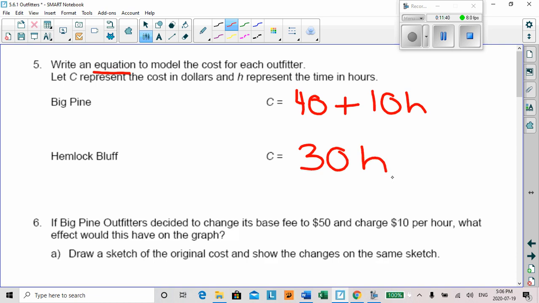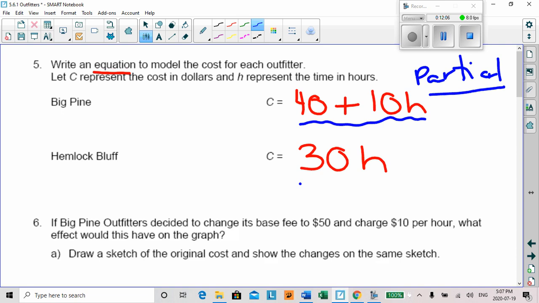That's the equation. Now, I want you to notice here again, remember, this one is partial. I don't know if it's going to fit. No, it doesn't fit on here. Okay, I got to erase that. So the one that has the two parts, the 40 plus something per hour, is a partial variation. The one that just has the 30 times the variable is the direct variation.